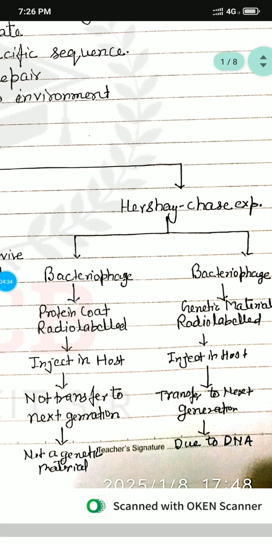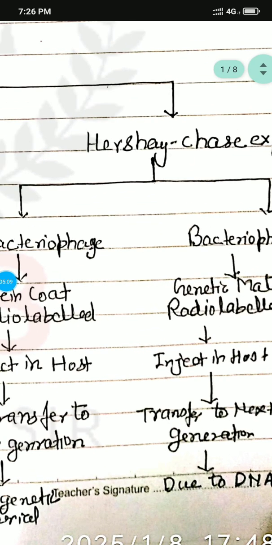But when the inside material of the bacteriophage is radio-labeled with the help of the sulfur and injected in the host, in the next generation the progeny also consists of the same radio-labeled DNA. This says it is due to the DNA, and it is proved that the genetic material which is transferred, the double stranded circular DNA, is actually transferred to the next generation. So one thing is this one.